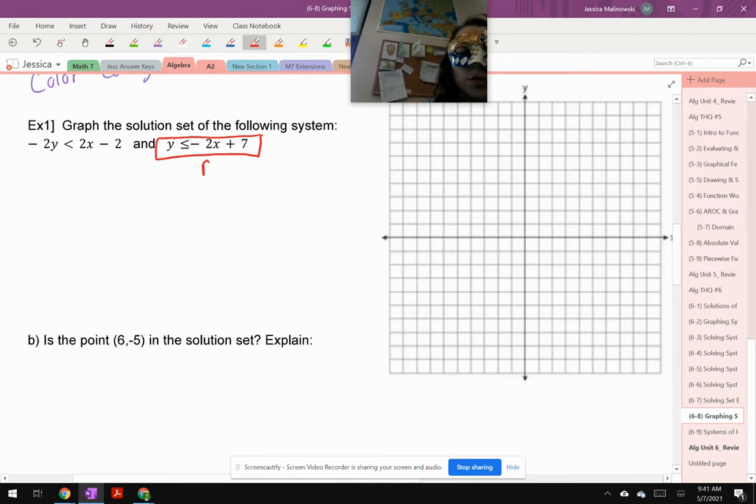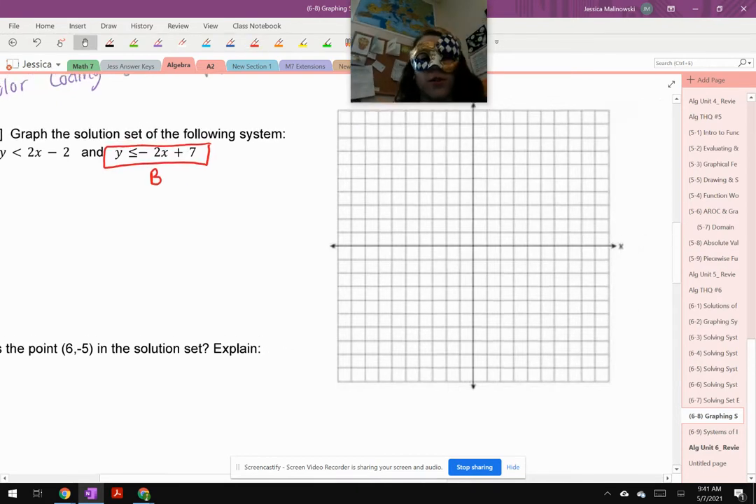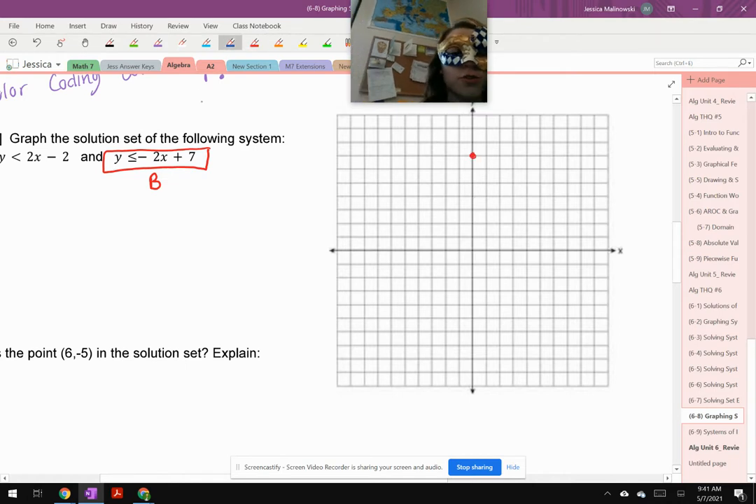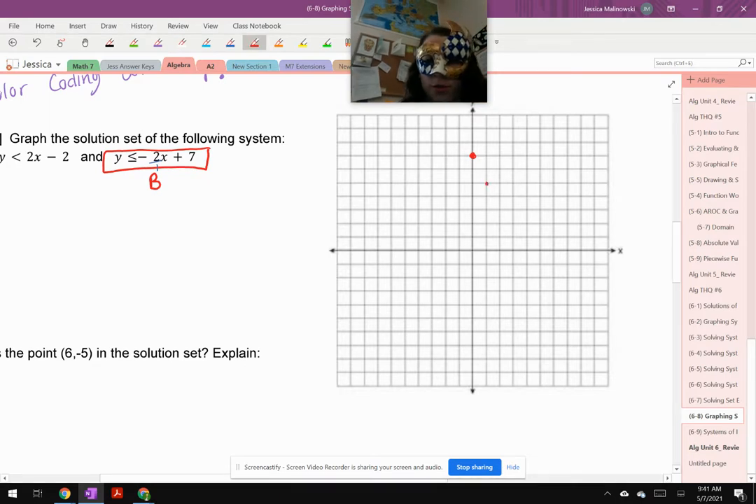So I'm going to label this equation B, and I'm going to go ahead and graph that. I have a y-intercept of 7, so I'm starting up at 7. 1, 2, 3, 4, 5, 6, 7. And I have a slope of -2, or -2 over 1. So I'm going to be going down 2 over 1, down 2 over 1. Remember, it's going to be super important with your graphing requirements that you're taking up the entire grid.